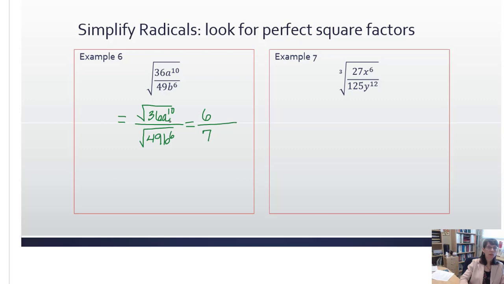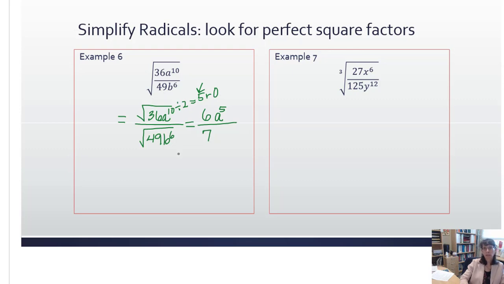Now working back with our variable bases, a to the 10. 10 can be divided by our index of 2. I know that it's 2 because this is a square root problem. So 10 divided by 2 equals 5 remainder 0. So the base of a will clear the radical with an exponent of 5, and no base of a will remain because the remainder is 0.